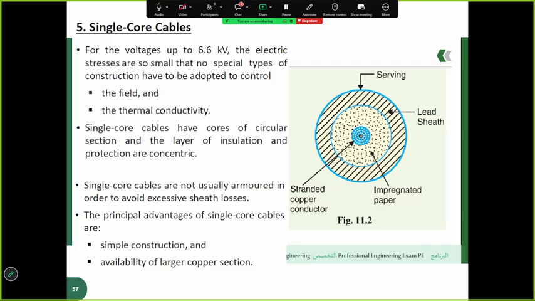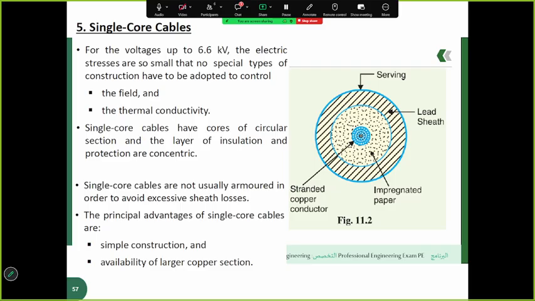So this slide provides further details on the design and characteristics of single core cables. For voltages up to 6.6 kilovolt, the electrical stresses are low, eliminating the need for a special construction to control the electric field or thermal conductivity.